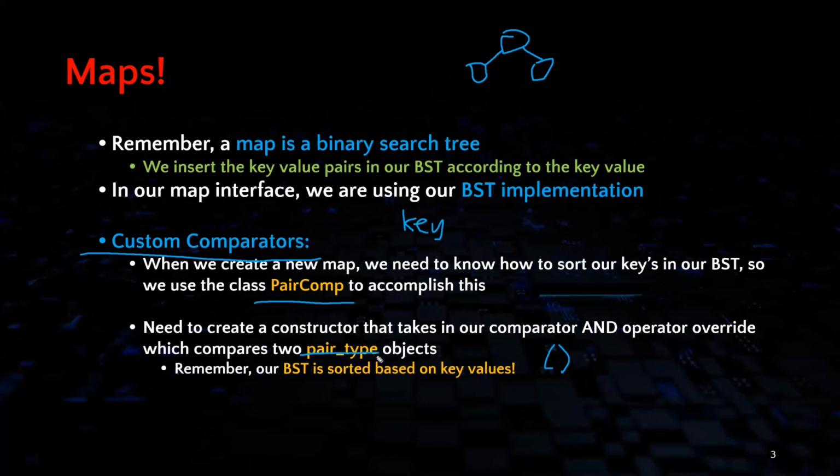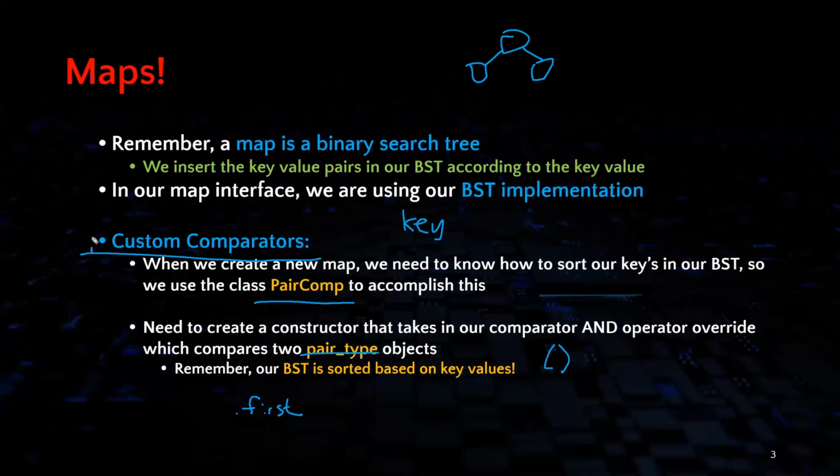Here's the thing though, we're only concerned with the keys and not the values. So if you're comparing two pair types, we're only concerned with the dot first of those types. The dot second is kind of irrelevant. That's the value of our key value pair. We don't really care about that. For sorting a binary search tree, we only care about the key of our pair.